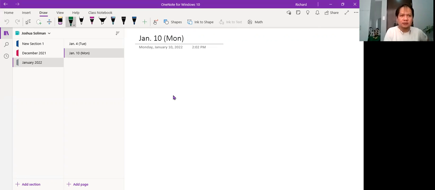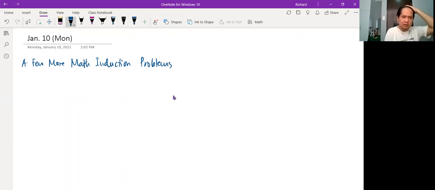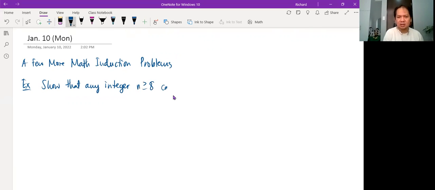So today is June 10. A few more math induction problems. Okay. Example. Show that any integer n greater than or equal to 8 can be written as a sum of only threes and fives.